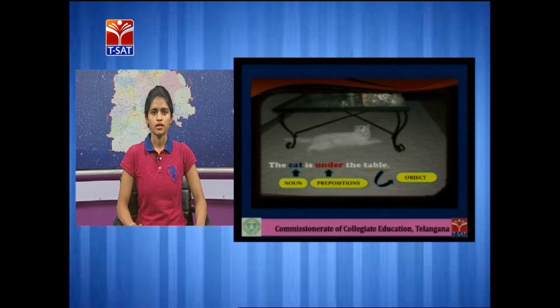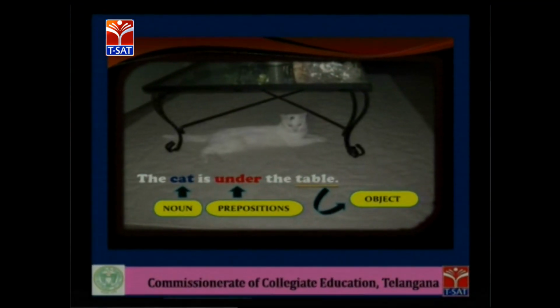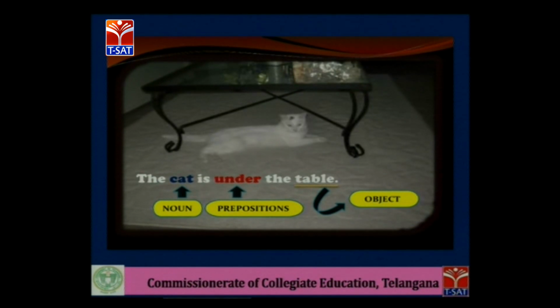Now let's see an example. So here the cat is under the table. Here we can find the cat, under, table, and here under is used to link the table and the cat. For instance, consider the cat is the table. We are not able to get what is the relationship between the cat and the table.